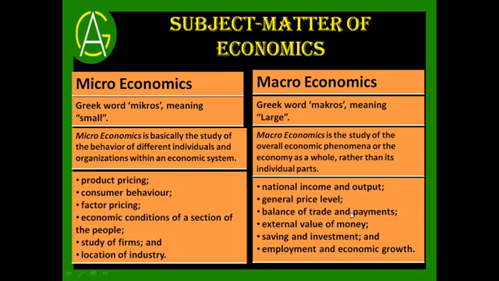Then balance of trade and payment. Balance of trade and payment, it is the accounts of export and import. So when we are studying about the accounts of export and import, it is also for the whole economy, and that is why it is also included in macroeconomics. Then external value of money. External value of money means exchange rate. So exchange rate is determined for the whole country, and that is why it is also in the macroeconomics.